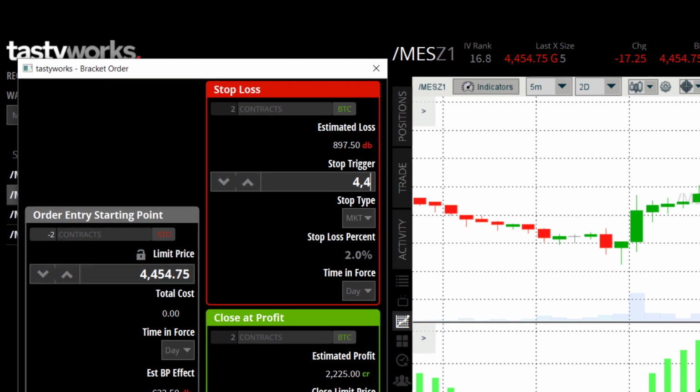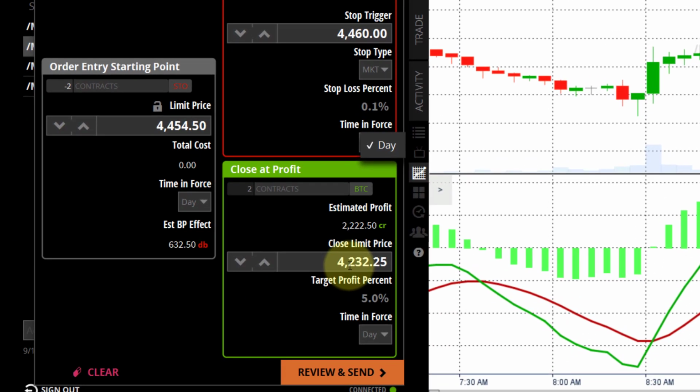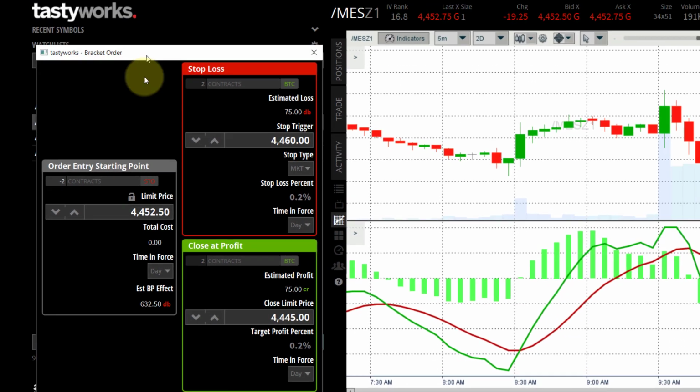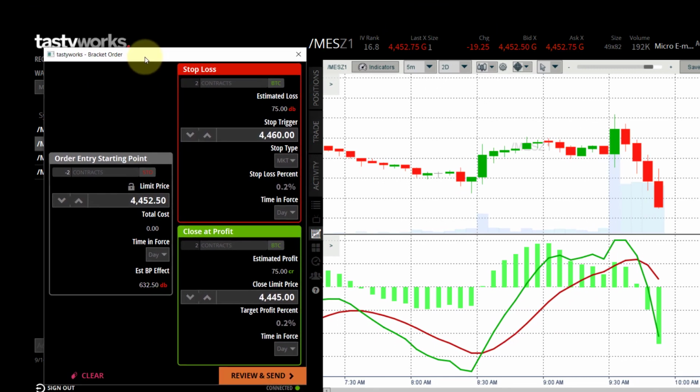Now I go up and put in my stop loss at 44.60. That's about 6 points at $10 a point, $60 up from where I shorted the contracts. And the close at profit, it's arbitrary. You can put anything in there. I chose to put 44.45. It's only kind of a placeholder wish list at the moment. And when I'm satisfied with my parameters there, I click the review and send, and the order is out there.